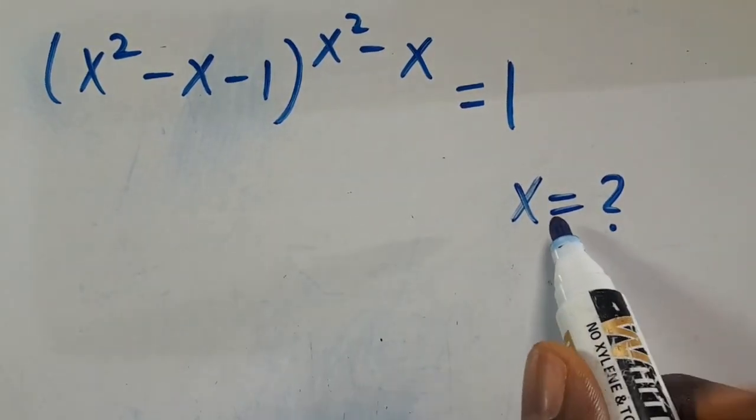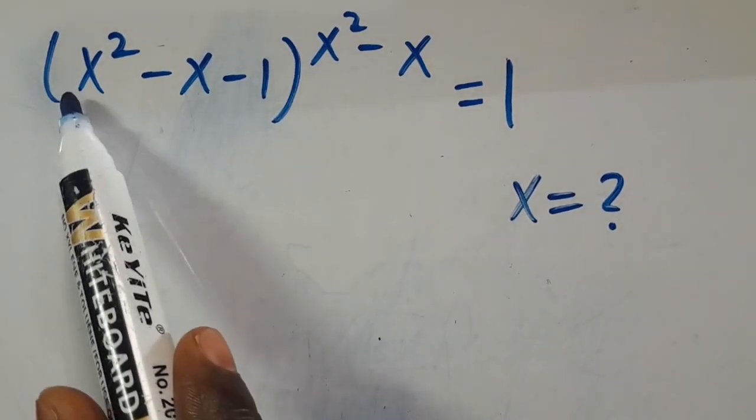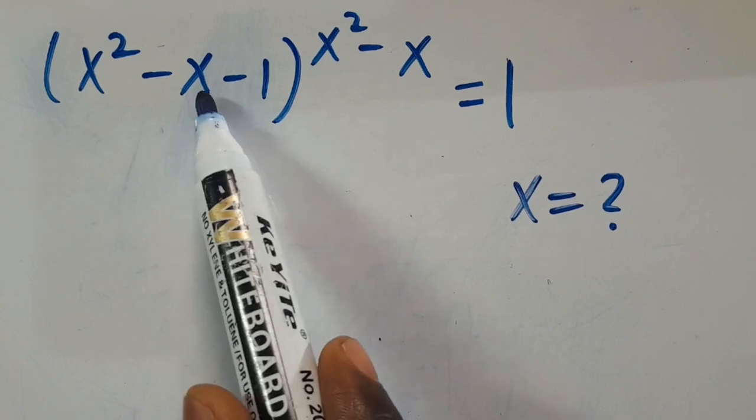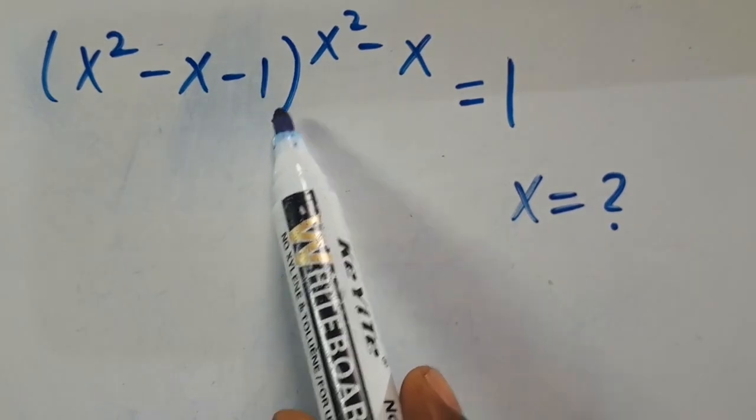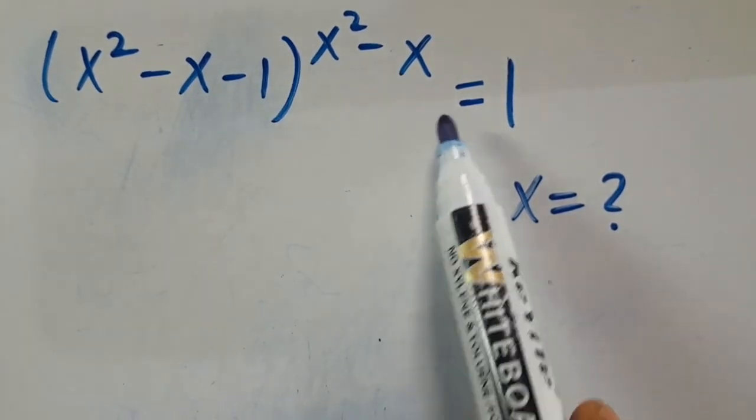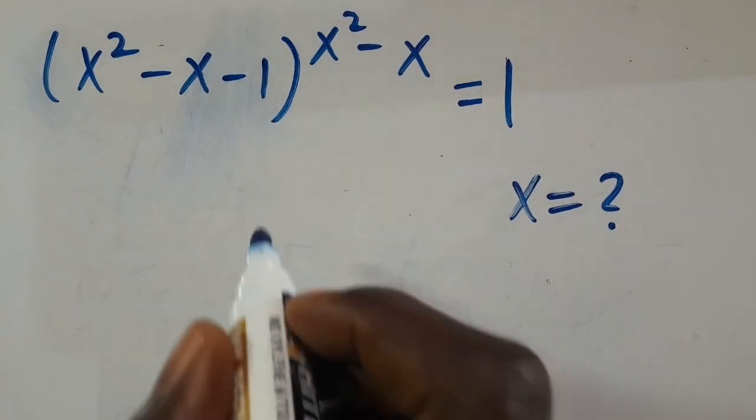Hi, what is the value of x? Given that you have (x² − x − 1) to the power of x² − x equals 1. So what will be the solution?